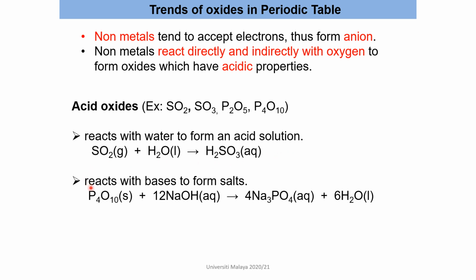In another example, phosphorus oxide reacts with sodium hydroxide, so we get a salt in solution. So we know that phosphorus oxide is acidic because it undergoes a neutralization reaction with a base to produce salt.